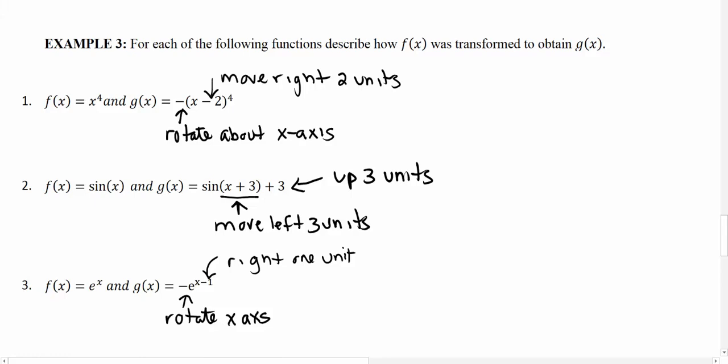So here we can describe the relationships between two functions because they were related, and we could see the transformations that had happened between them.